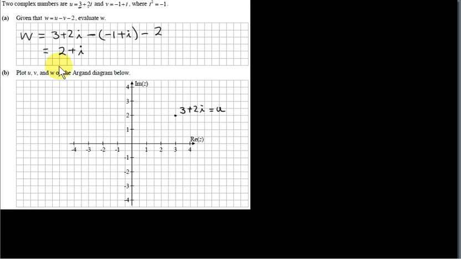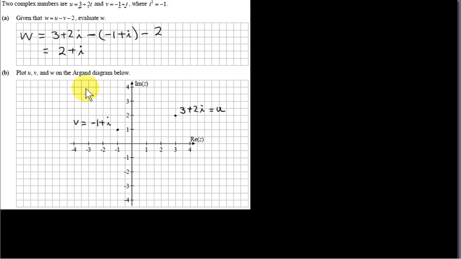Now let's look at v. V is this number here. The real part is minus 1, so we go to minus 1 on the real axis. The imaginary part, the coefficient of plus i, is plus 1. So we go to minus 1 on the real axis and plus 1 on the imaginary axis. So we have this point here, which represents the number minus 1 plus 1i. And that number is called v.